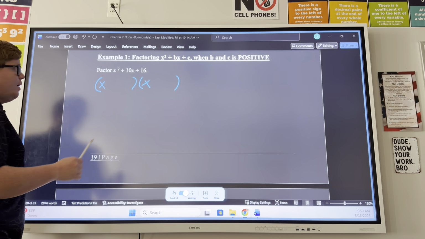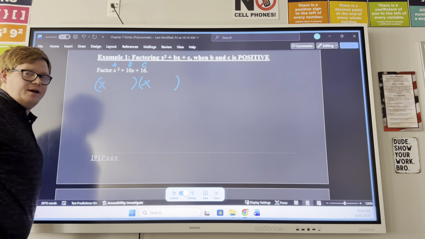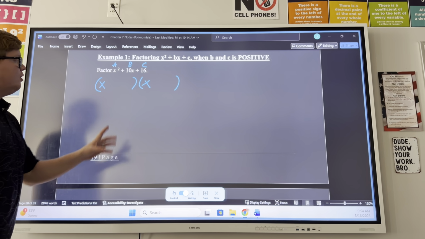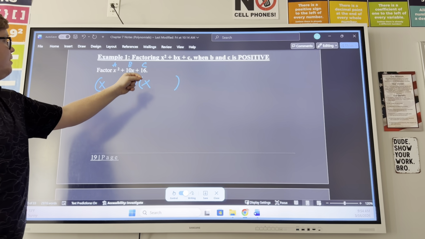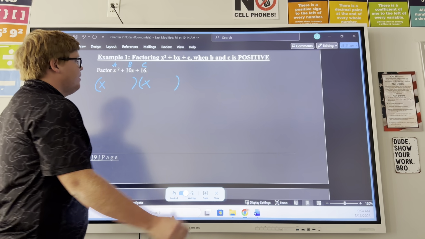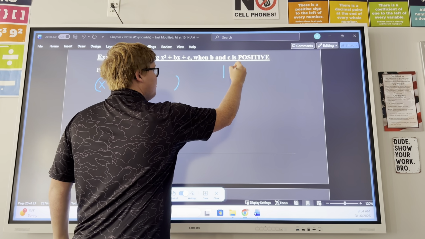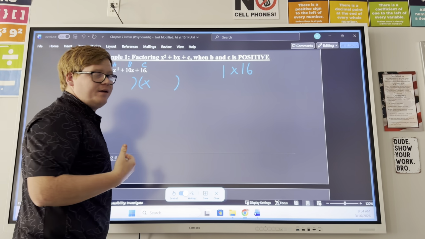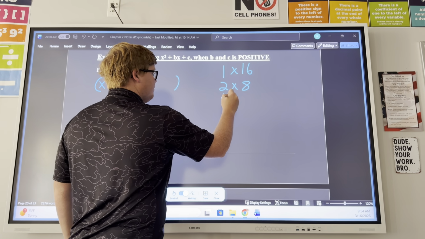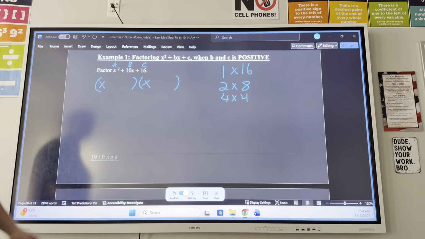Okay, now we have our A, B, C. We need to look at the factors of C so that we can add to get B. And this is what I mean. We need to look at factors of 16. So I know 1 times 16 equals 16. I also know 2 times 8 equals 16. And I also know 4 times 4 equals 16. So those are the factors of 16 that we have.